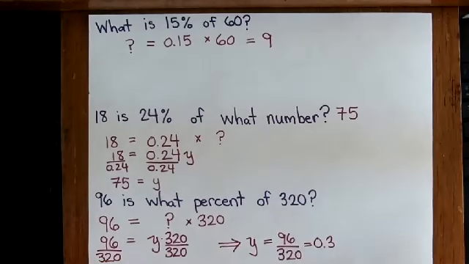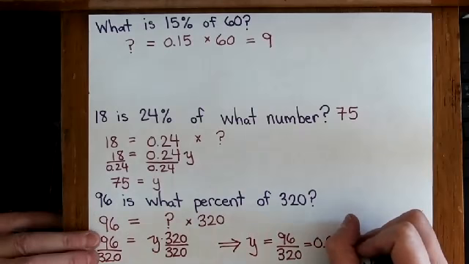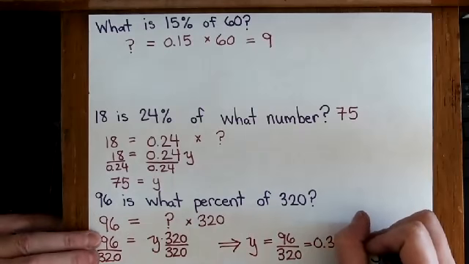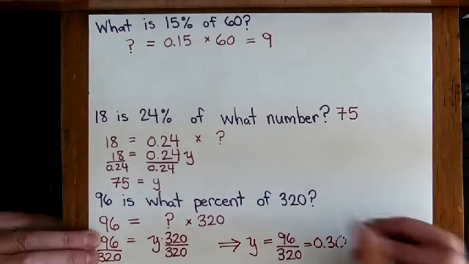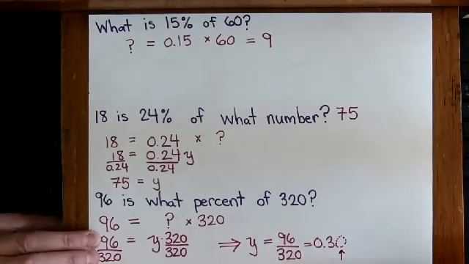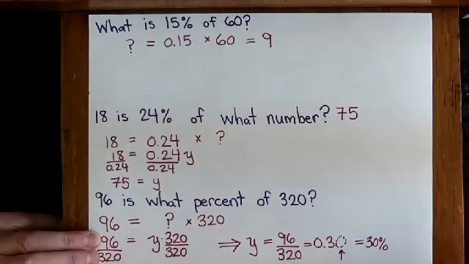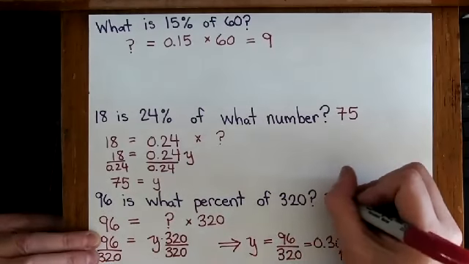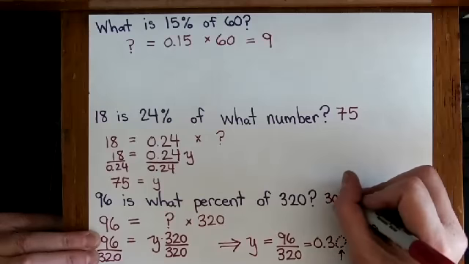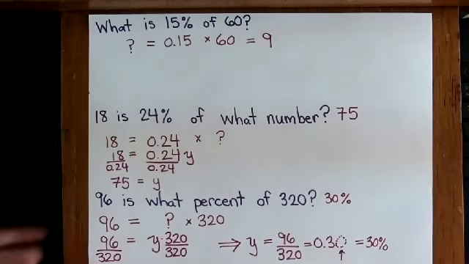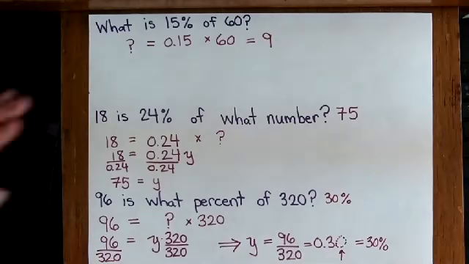But again, the percent is us focusing on the hundredths location, right? So we have an implied 0 there. So this is 30%. 96 is what percent of 320? 96 is 30% of 320.